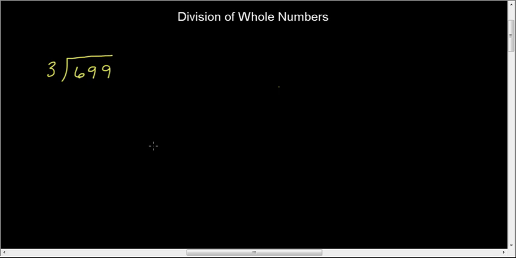So here, what we're going to do is work our way from left to right on the dividend. We're going to operate on the first number or the first couple of numbers. And that depends on our divisor and how big our divisor is. So, to do this, ask yourself, does 3 go into 6? In other words, can you divide 6 by 3 and get 1 or bigger? So it has to be 1 or bigger.